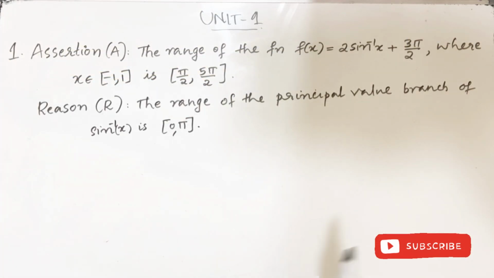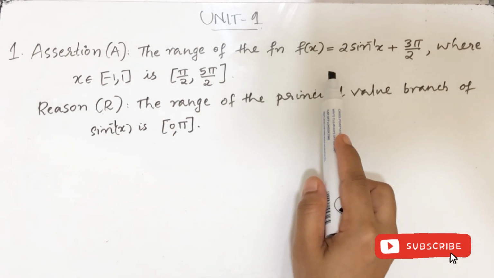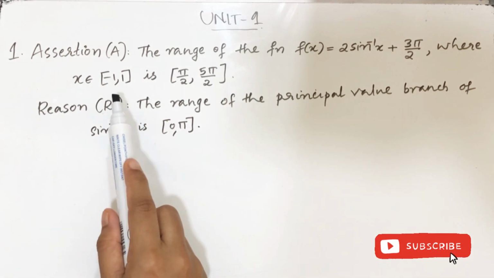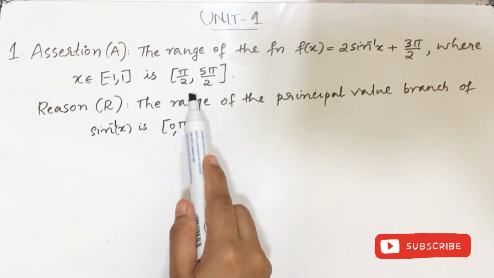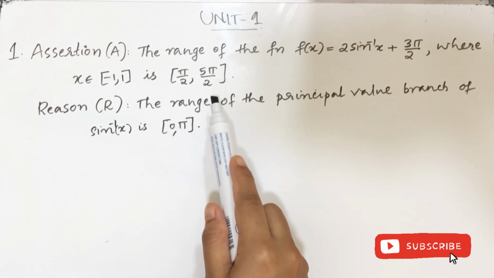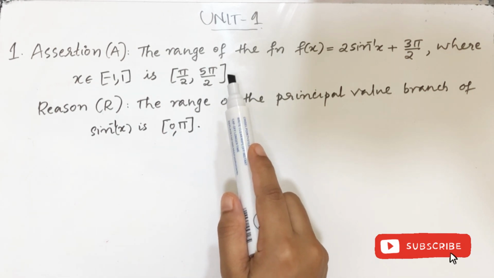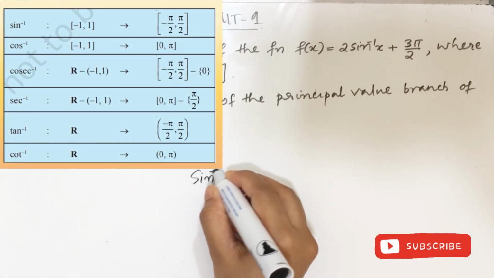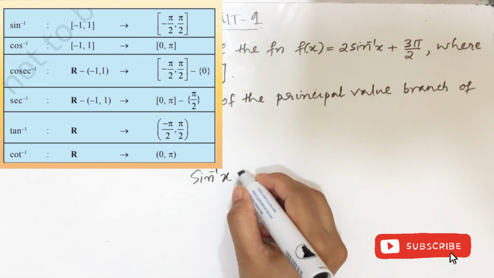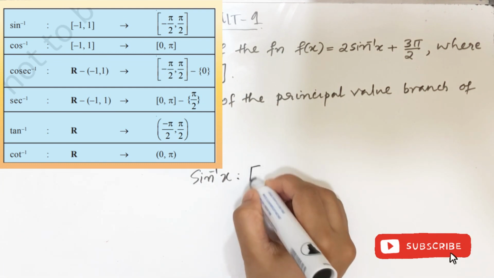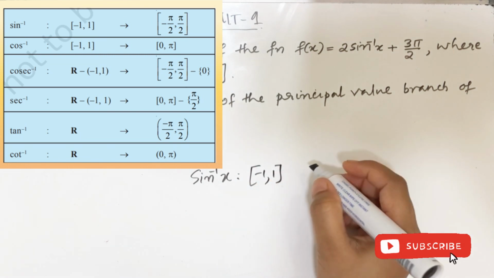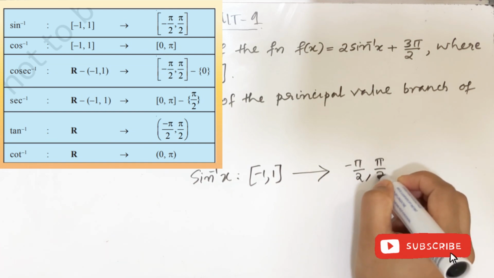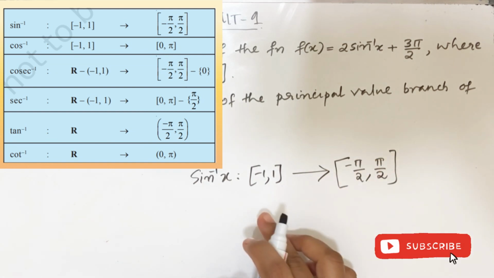Okay, I'm going to read the question. Assertion: the range of the function f of x is equal to 2 sine inverse x plus 3 pi by 2, where x belongs to the closed interval minus 1, 1, is the closed interval pi by 2, 5 pi by 2. One assertion is given, you have to say whether it is true or false. We can see, what is sine inverse x function? Sine inverse x is a function. And what's the domain and range of this function? It is a function from closed interval minus 1, 1 to minus pi by 2, pi by 2. Okay, this is the function sine inverse of x.